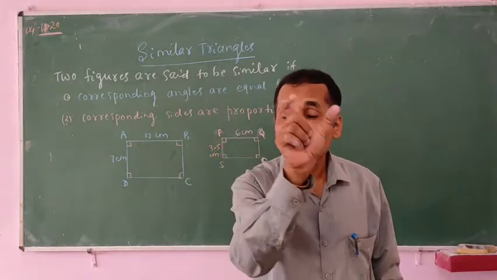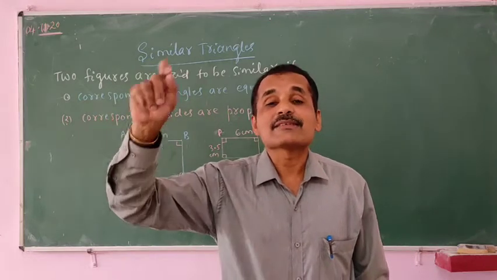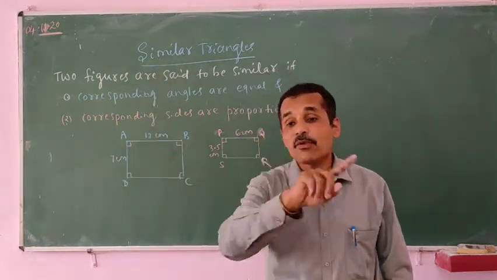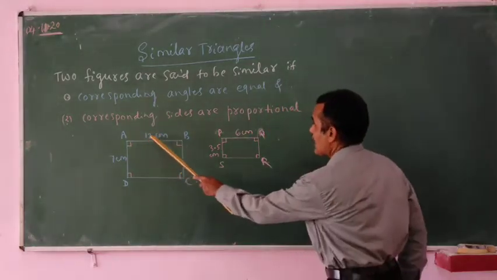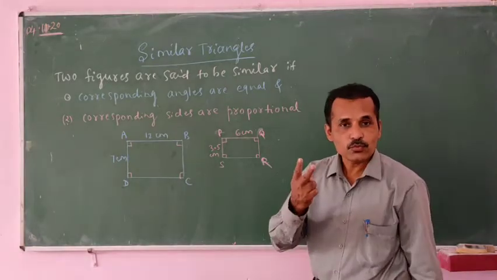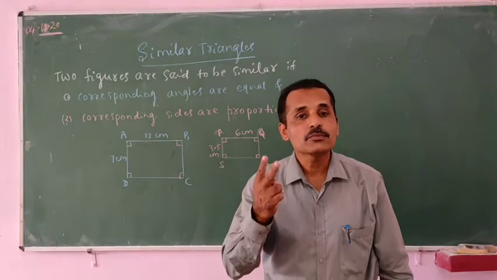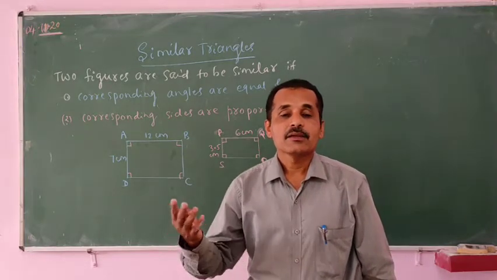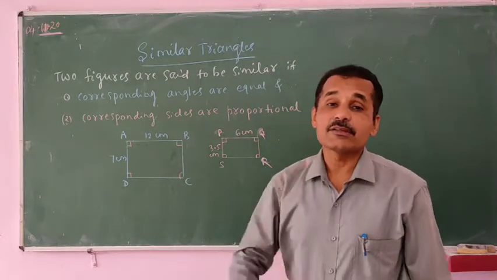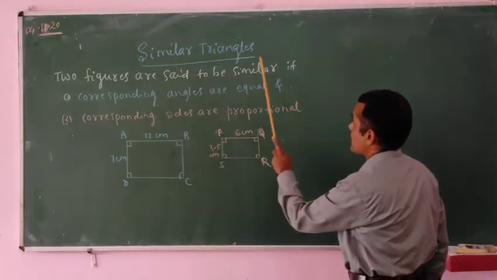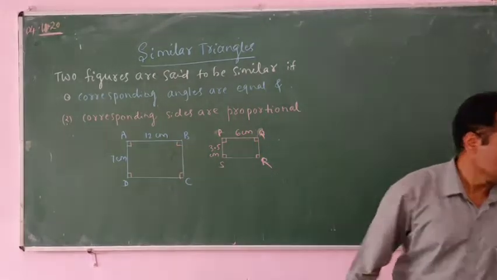When you divide the two corresponding sides, whatever answer you get, the same answer you should get when you divide the other corresponding sides also. Meaning, I will divide 12 by 6. Answer is 2. 7 by 3.5. Answer is 2. I can say the two rectangles are similar figures. The condition is the corresponding angles are equal and the corresponding sides are proportional.